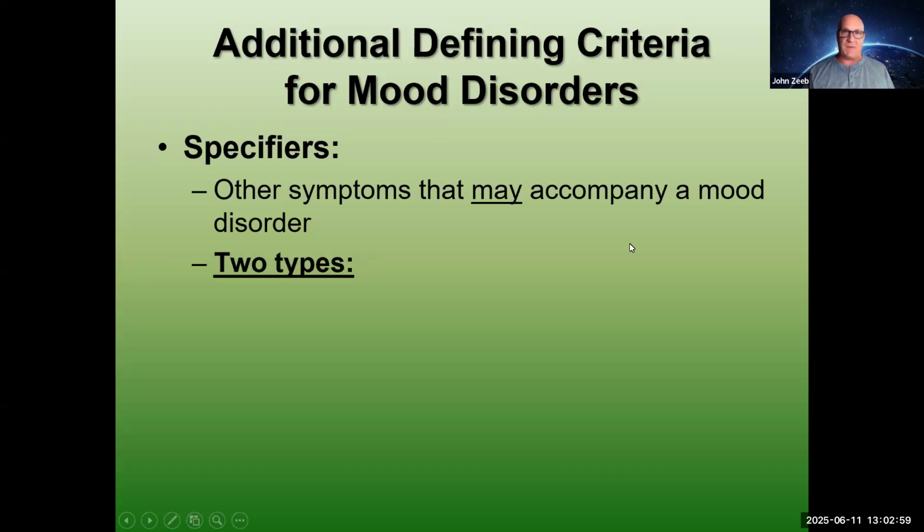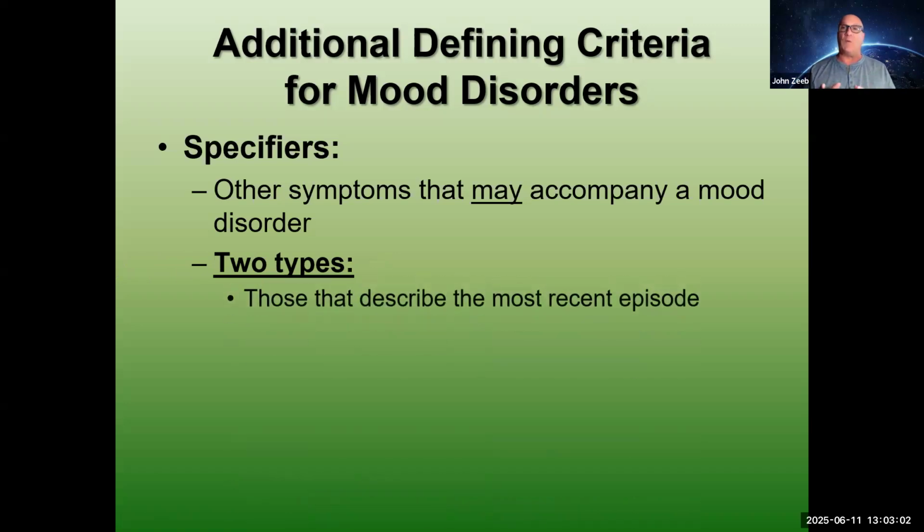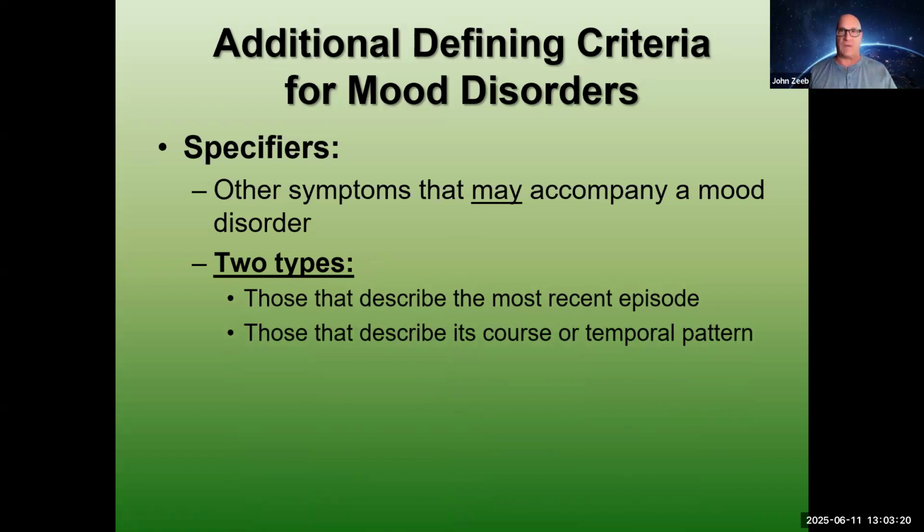There are basically two types. We have those that describe the most recent episode of depression, in other words, what has just happened with the client in terms of their depressive episode, and then some of them describe the course or temporal pattern of the actual depressive episode, or the course of the depression itself. There's a checklist that the DSM gives for psychologists to look at and note if these are present in the client, once again, to help direct treatment and to help it become more effective. All right, so let's look at them.